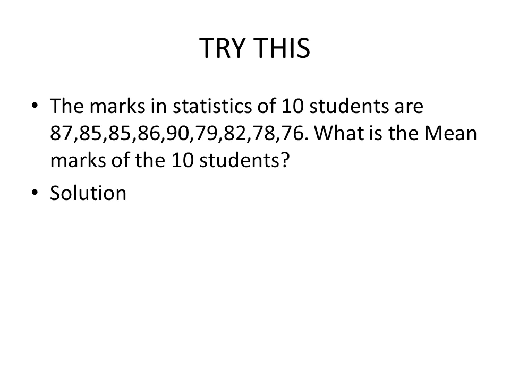Marks in statistics of 10 students are 87, 85, 85, 86, 90, 79, 82, 78, 76. Of course, I don't want my students to score like this. My students' marks should be something like 90, 95. And if, for example, 10 students' marks are 100, 100, 100, 100, 100, then what will be the mean score? 100. But here the students have scored like this.